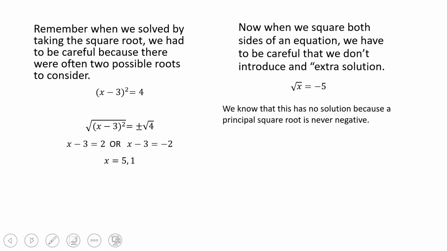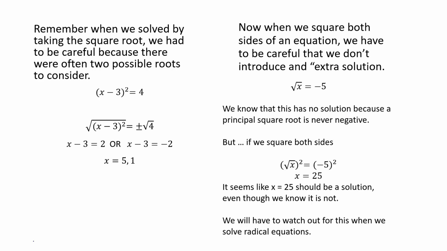So now when we square both sides, we have to be careful that we don't end up with an extra solution. If we've got the square root of x equals negative 5, we know this has no solution because the principal square root is never negative. It's defined that way. But if we go ahead and square both sides, what happens? It seems like x equals 25 should be a solution. Now, we know it's not because we know what we started with has no solution. So we've got to watch out for these, and these are called extraneous solutions.